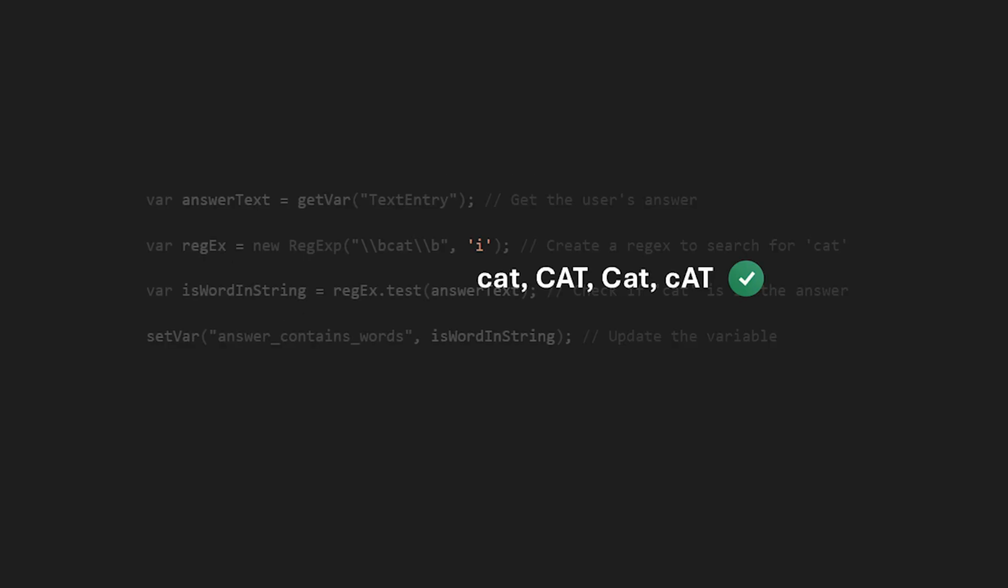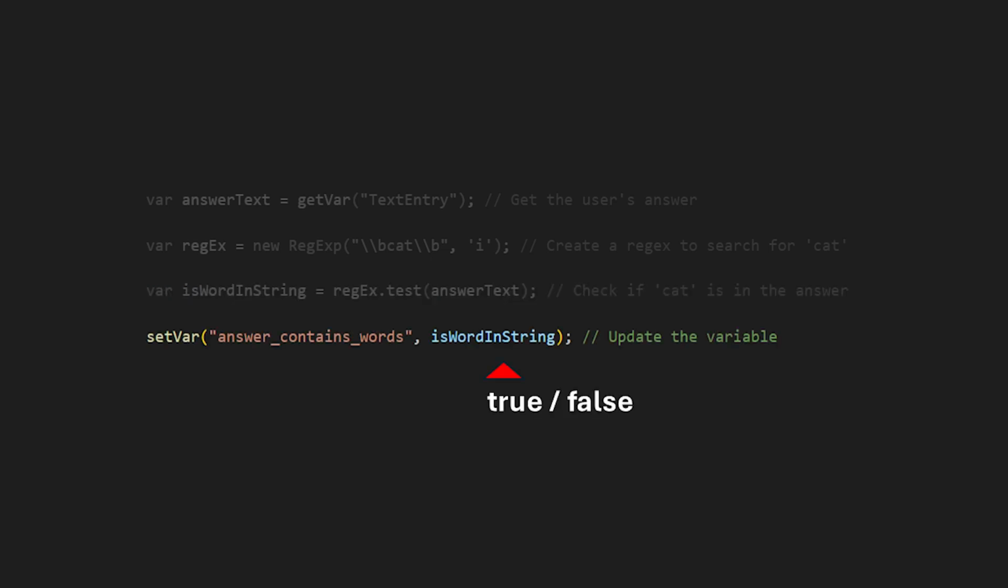The I flag here makes the search case insensitive, so even if I write the word cat like this, it will still detect it as a match. So once I create the regular expression, I will use it to check if the word cat is in the user's answer. It returns true if the word is found, or false if it isn't. And this last line here updates the Storyline variable to true or false based on the result.